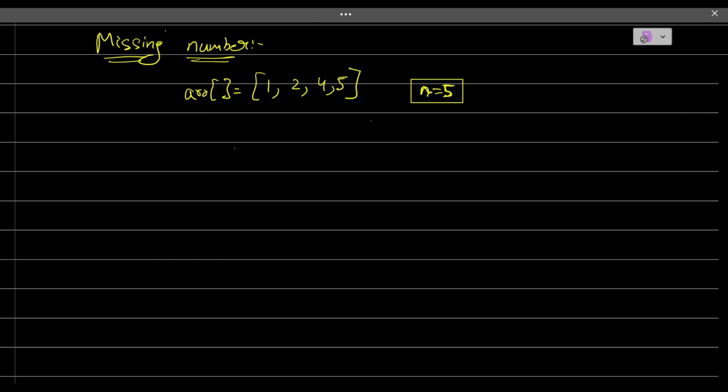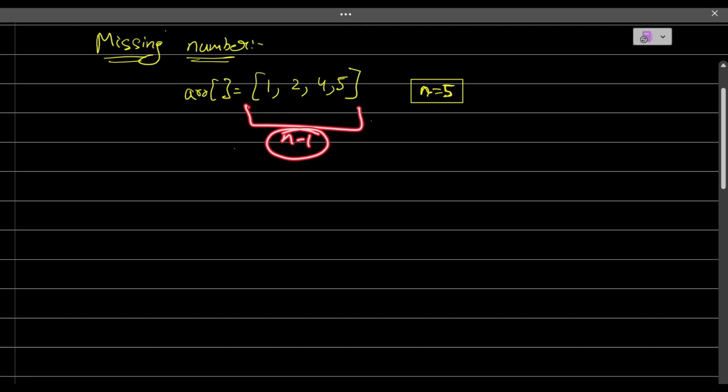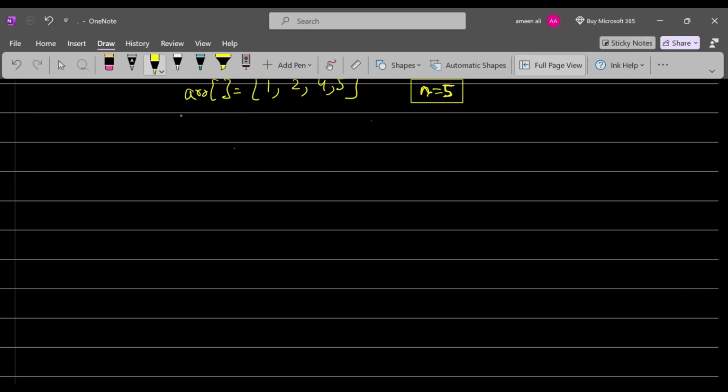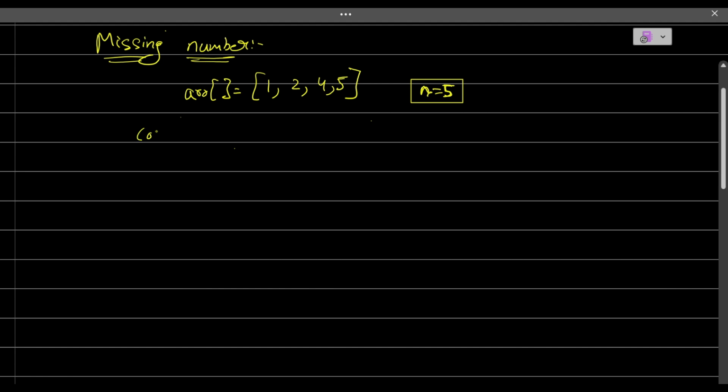How to find this. So I'll go to first. Let us try to analyze the size of this array. That would be n minus 1. This would be n minus 1, right? Okay. What I'm going to do here is write code. I'll try to code this.